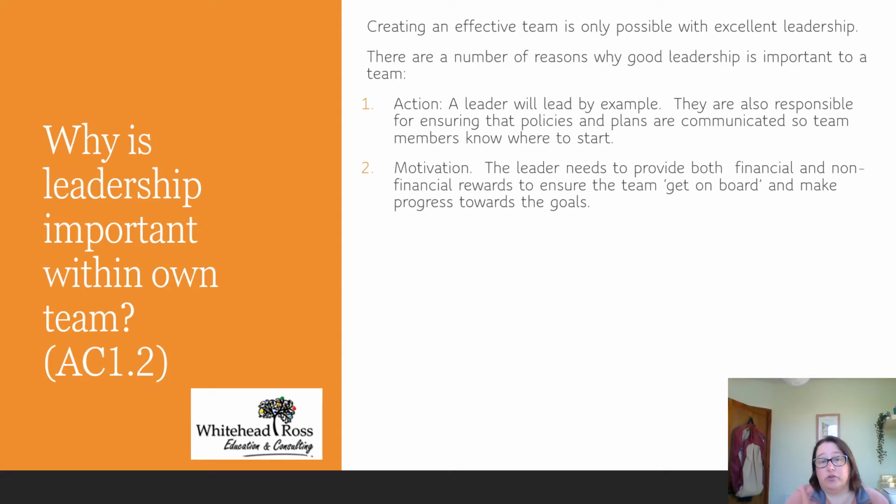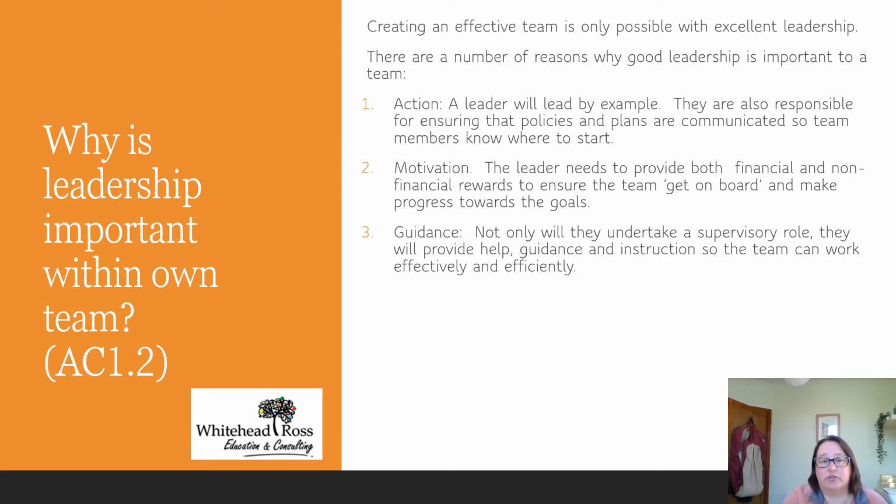Motivation also would come from the leader. The leader can provide financial and non-financial rewards to get the team on board and make sure they're progressing. Financial rewards would be things like your wage or your salary. Non-financial rewards could be flexible working hours. It could be perks, you know, maybe discounts on company products. Childcare, anything like that would be classed as non-financial rewards. Okay.